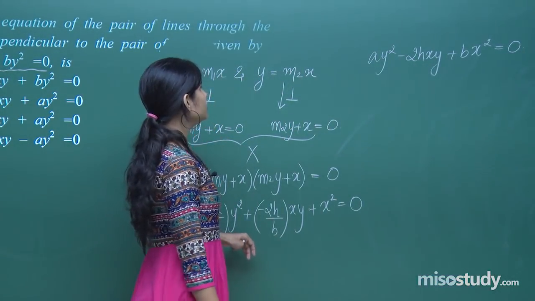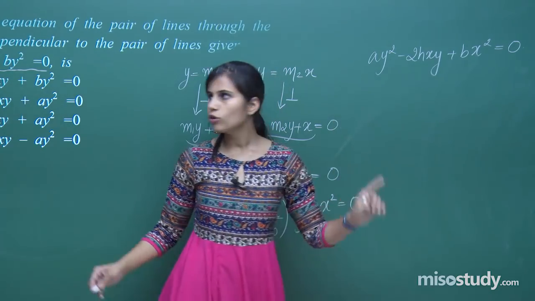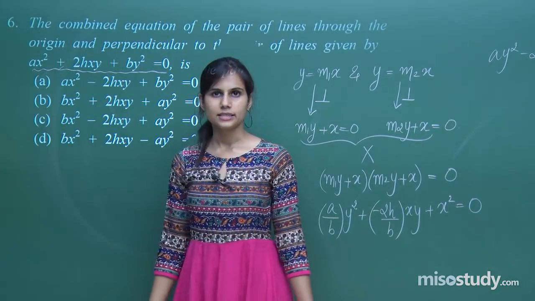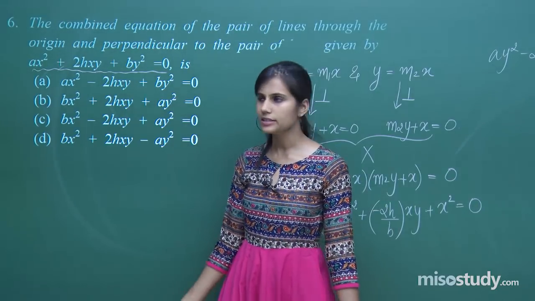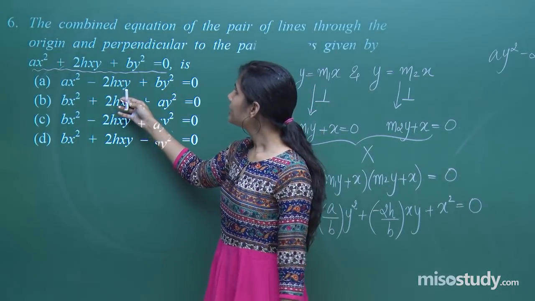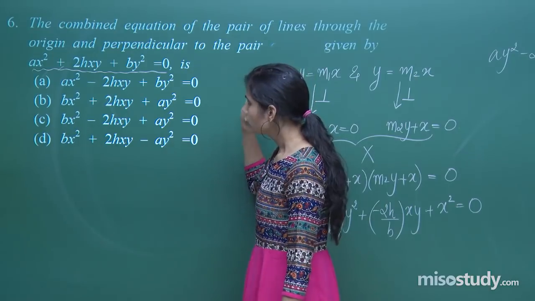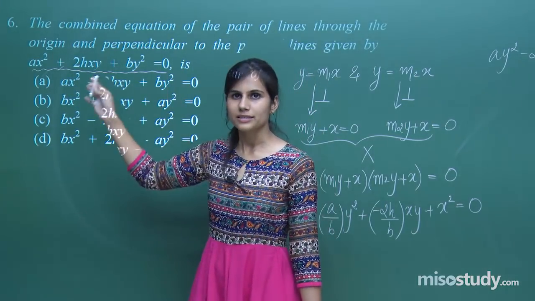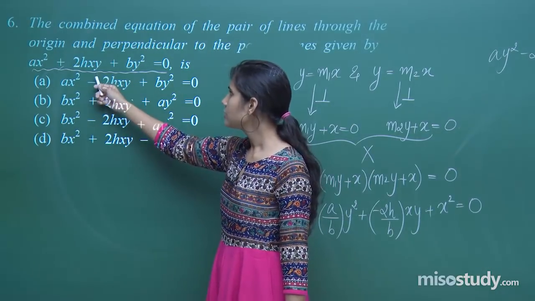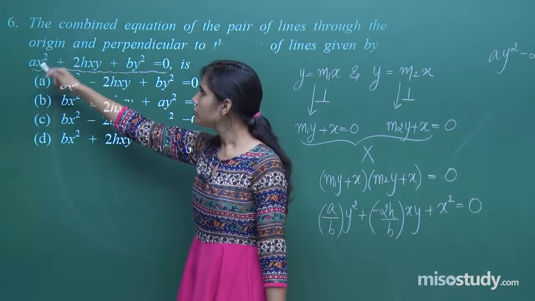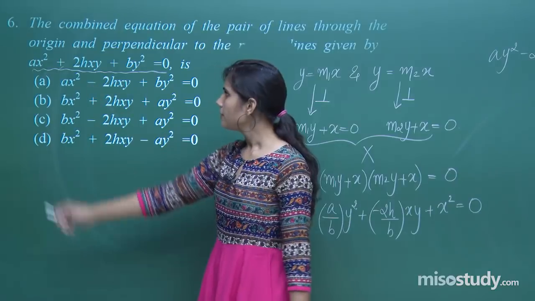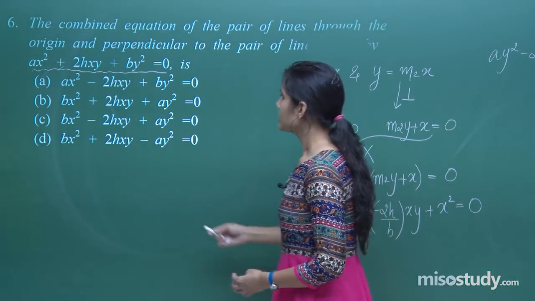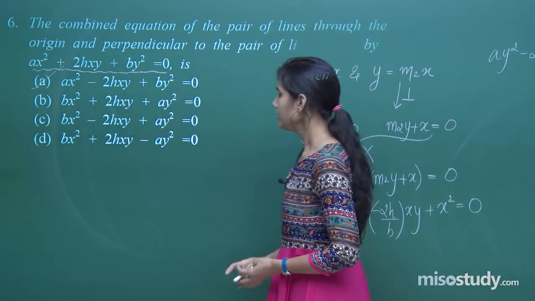So basically what you did in short was that you swapped the coefficients of x square and y square and you changed this plus sign to the minus sign. So you can memorize it as a result as well, that if you need to find the combined equation of the pair of lines which are perpendicular to the pair of lines represented by this equation and passing through the origin, you just in this equation need to swap the coefficients of x square and y square and change the sign of 2hxy.